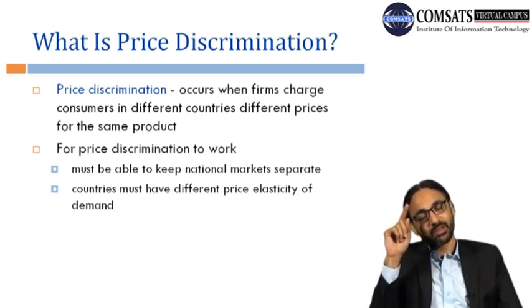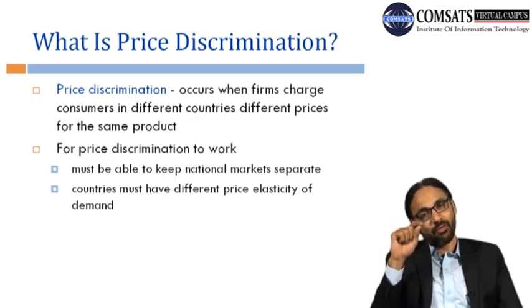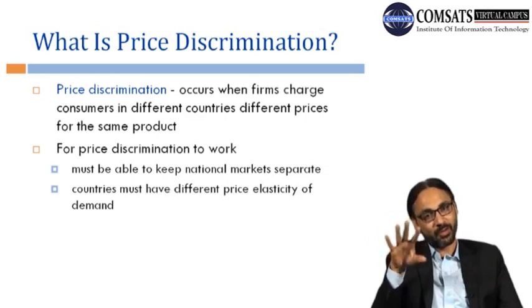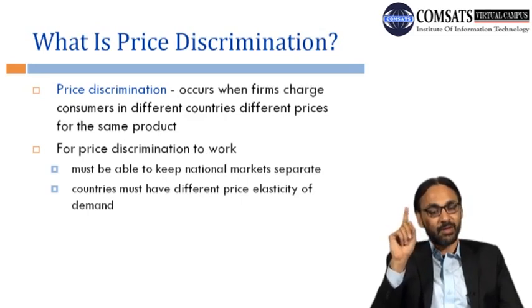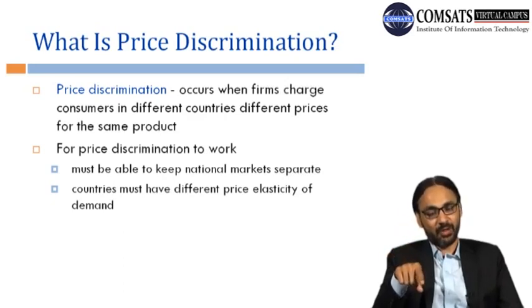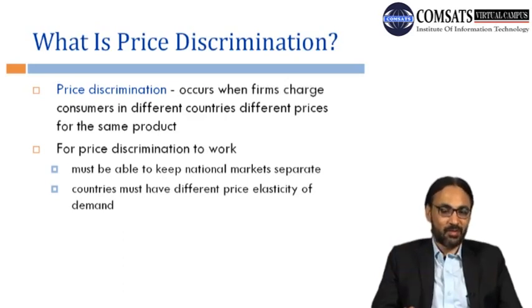Price discrimination occurs when a firm charges differently for the same product across markets. This is only possible when these markets are not interconnected with each other. This is the first and most important thing. If the markets are interconnected, then of course the consumers are going to compare their prices with the prices in the other countries. And the second thing is, this price discrimination is possible only when the price elasticity of demand is different across the countries. We are going to see in depth what the price elasticity of demand is.